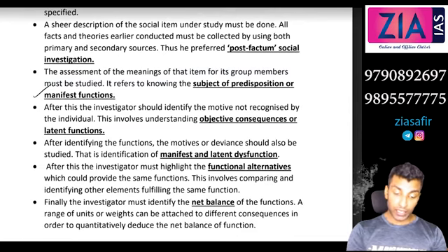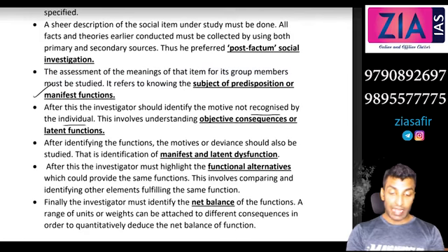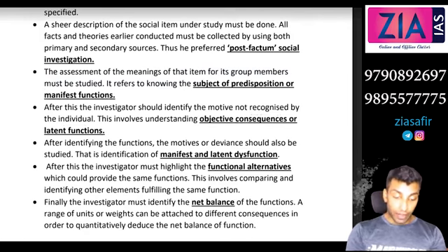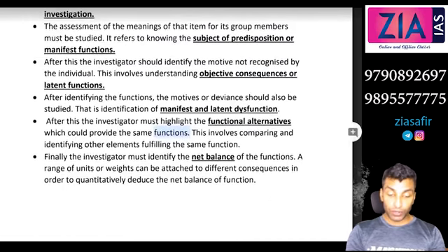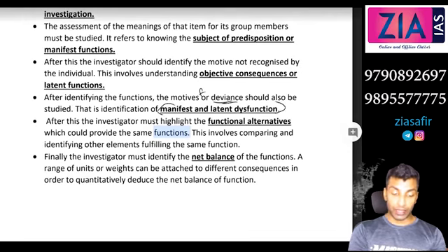After this, the investigator should identify the motive not recognized by the individual. That means a hidden aspect or the latent aspect. So that is a latent function. After identifying the functions, the motives for deviance should also be studied. Okay, deviance means violation of norms. That is, identification of manifest and latent dysfunction. I have written it together here. You can write it separately also.